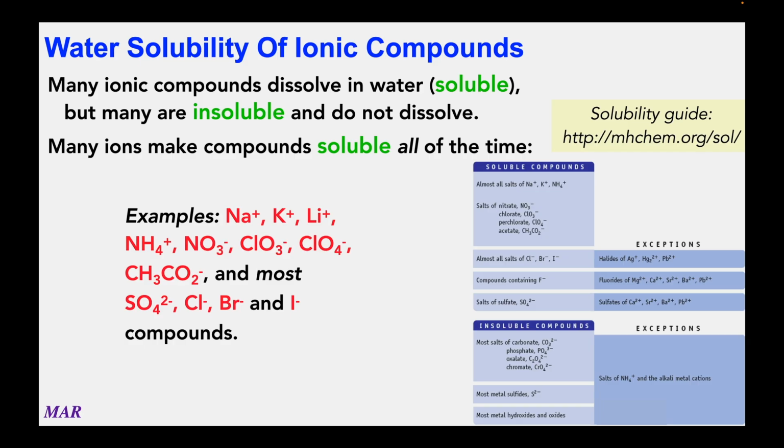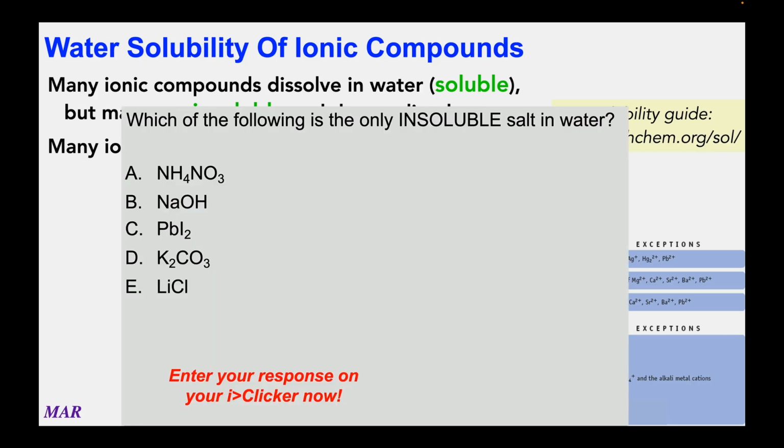Now, most of the time, sulfate is soluble, but barium sulfate's one we'll see a lot. Chloride, bromide, and iodide are usually soluble, but when they're with silver, mercury, and lead, that can be a little weird and they can make insoluble compounds. And we'll see that coming up here too. Okay, so here's a question you might see.